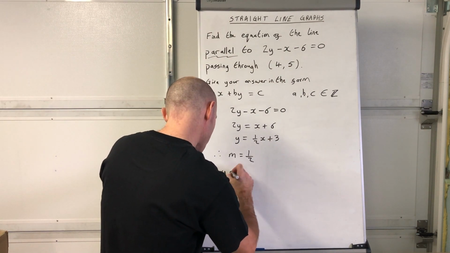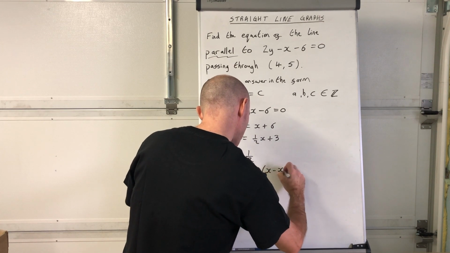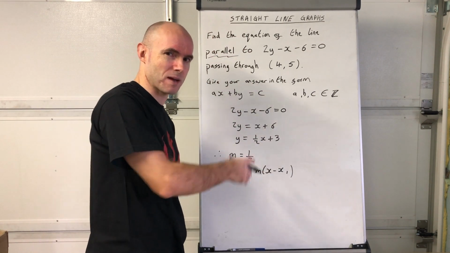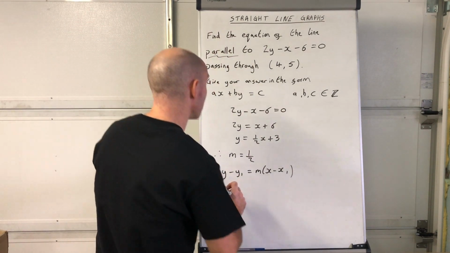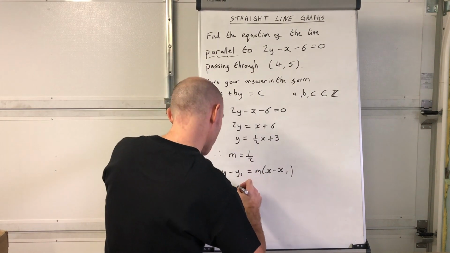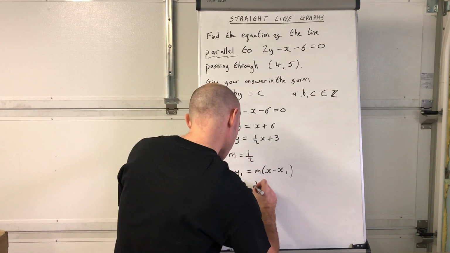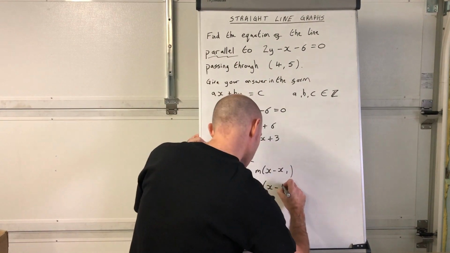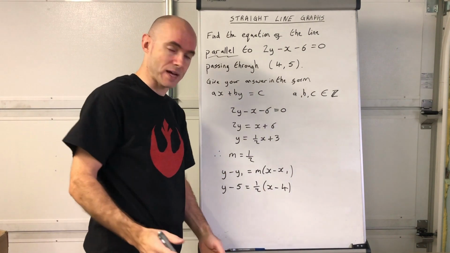So y minus y1 equals m(x minus x1). I'm hoping you're starting to memorise that equation now because I'm using it every single time. The y coordinate we've got is 5, so y minus 5 equals gradient, which is a half. Okay, and then the x coordinate we've got is 4. Alright, so y minus 5 equals a half (x minus 4). That's it.